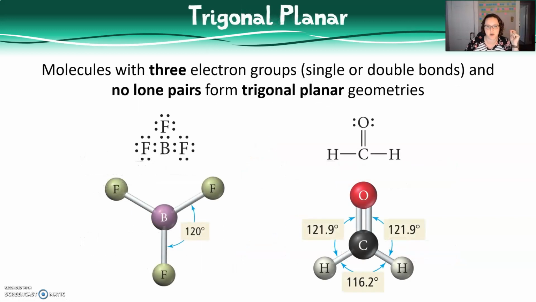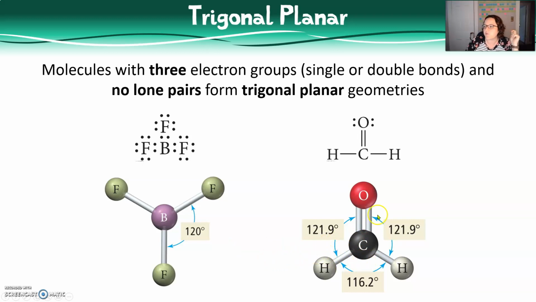Trigonal planar geometries occur when there are 3 electron groups around a central atom. Again, this can be 3 single bonds, as in the case of boron trifluoride on the left, or it could be 2 single bonds and a double bond, as in the case of formaldehyde on the right. Both of these structures have 3 electron groups, so they have the same trigonal planar geometry. The trigonal planar geometry gives bond angles of about 120 degrees between all bonds, but note that the bond angles in formaldehyde on the right are slightly distorted.